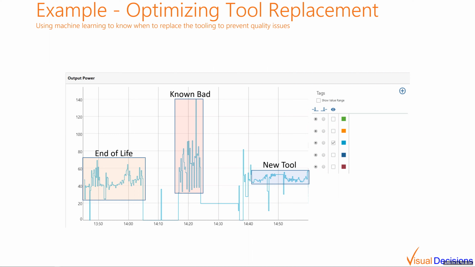And we were able to identify what were the key variables to look at, where we could see from the amount of variation as we were running each part, whether we were at the point in the life cycle where that tool needed to be replaced, or if we were running the risk of creating bad parts.